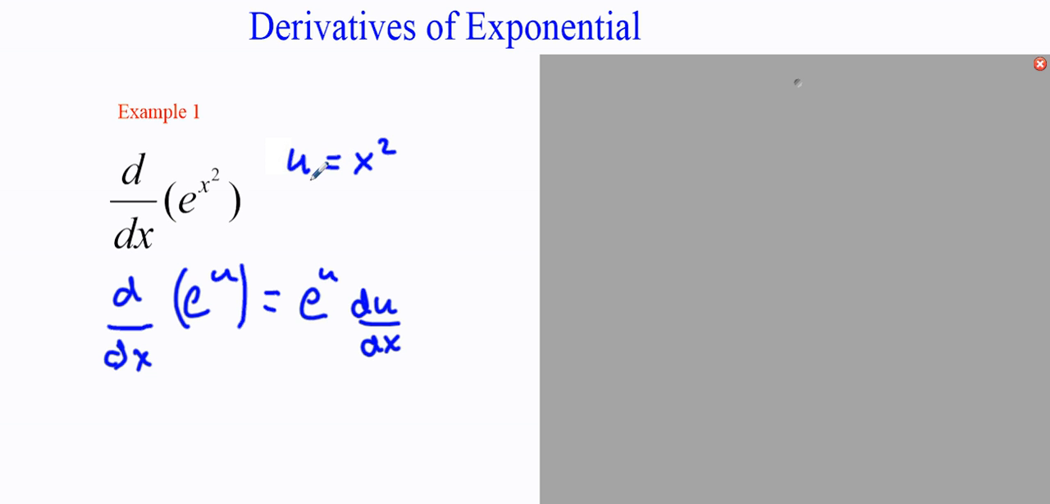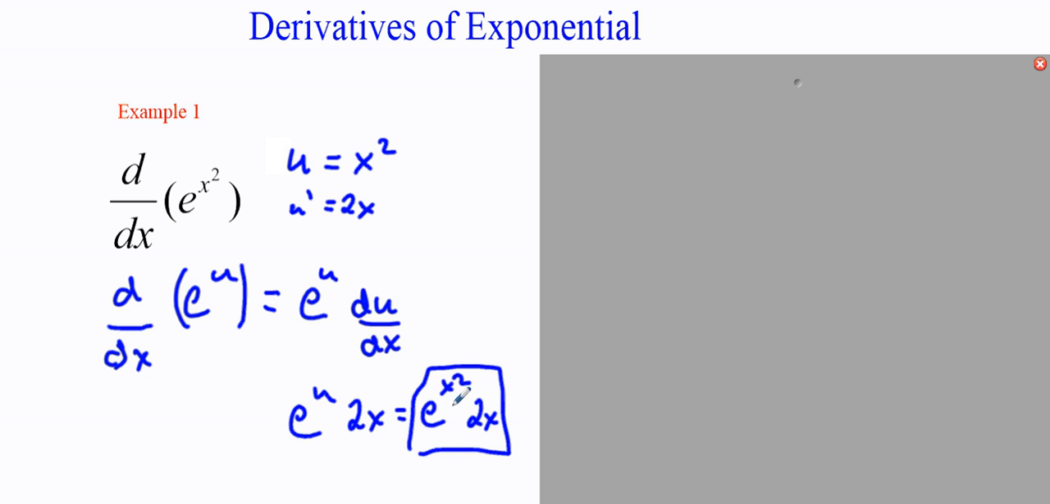So what do we have here? The derivative of u with respect to x is going to be 2x, so u prime is going to equal 2x. We can just write this as e to the u times 2x, and we have to get rid of the u, so it's e to the x squared times 2x, and that would be our derivative. Pretty easy? Yeah, sure, besides a little mistake I had in the beginning. It's using the chain rule. Well, let's try another one.